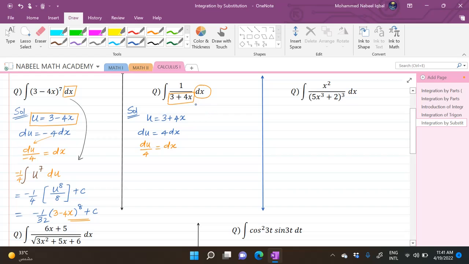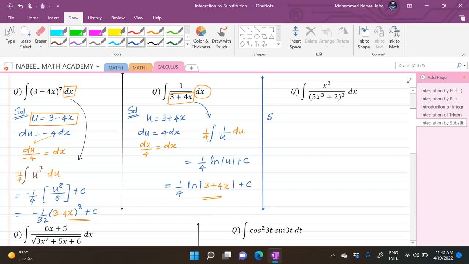Now the whole integral is converted in terms of integral 1 over u, which we have taken, and for dx I write 1 over 4 outside the integral and du will be inside. So now the integration is very easy. Integration of 1 over u is nothing but ln u plus c. Now I have to replace, at the last, the u value. So what is the u value? The u value is given by 3 plus 4x.